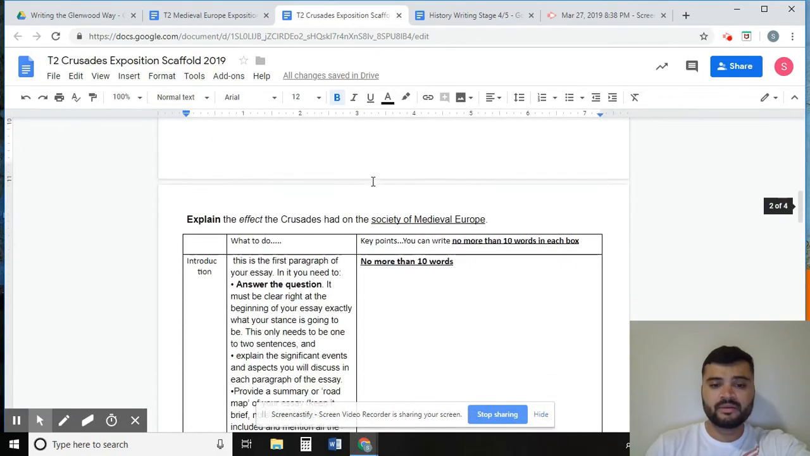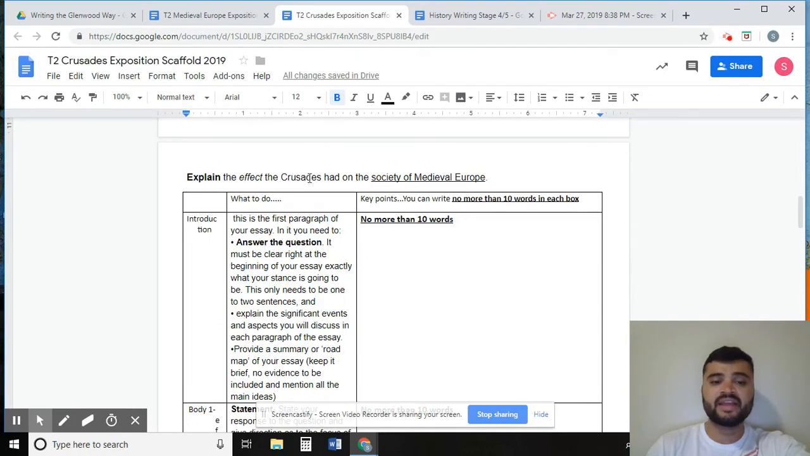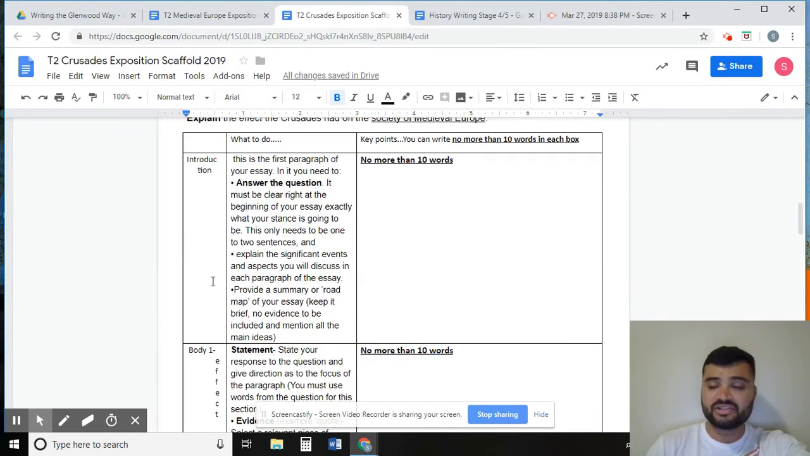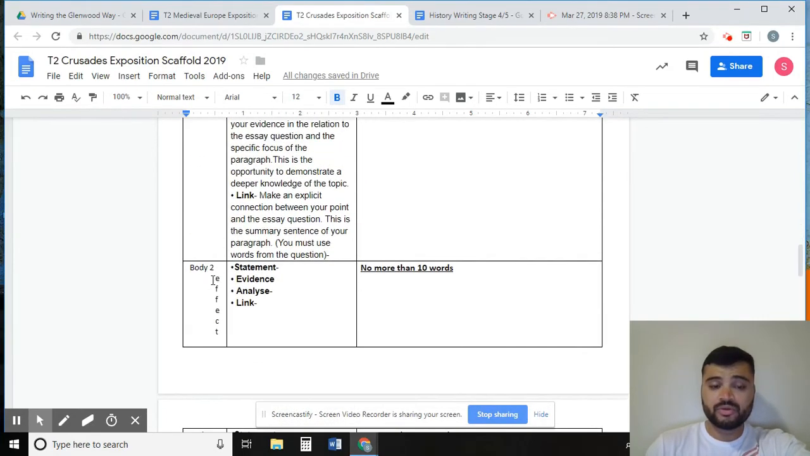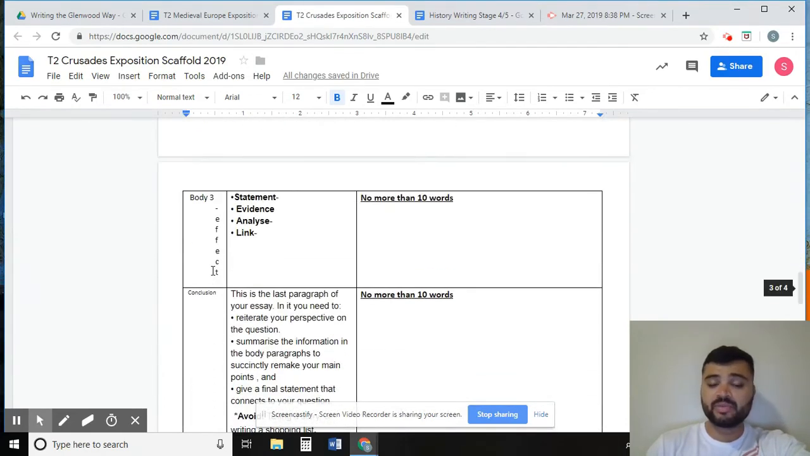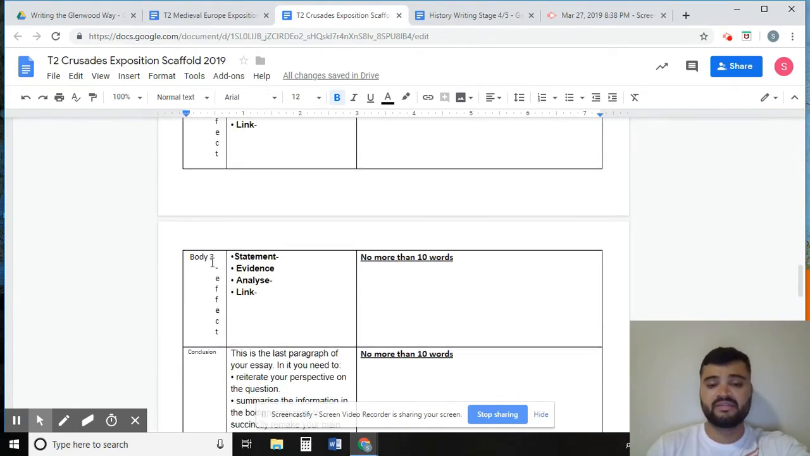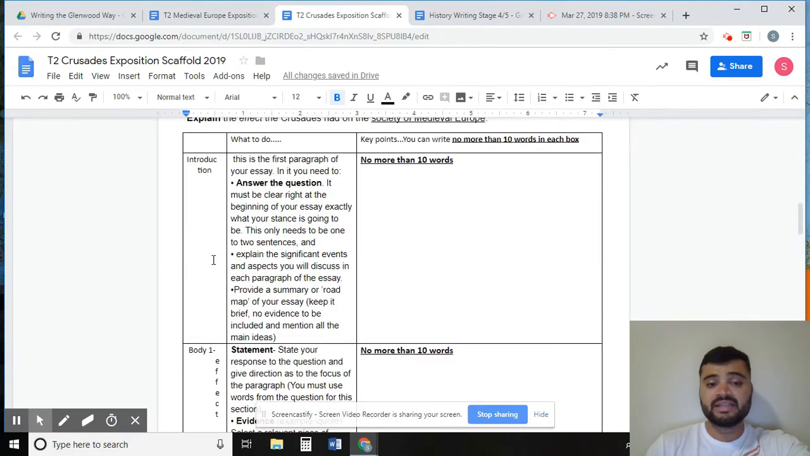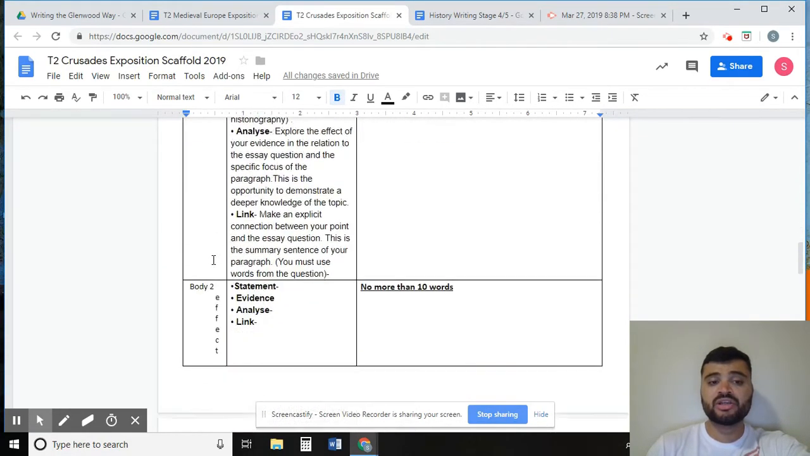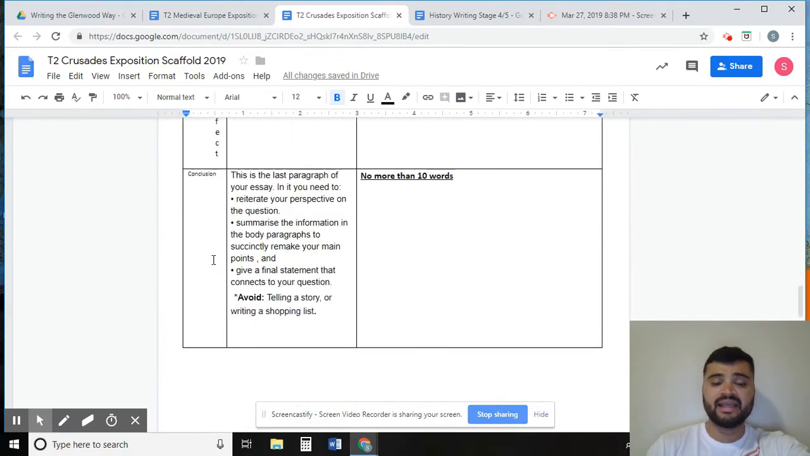In Part B, for our extended response, explain the effects the Crusades had on the society of medieval Europe. In this section, we are looking for an introduction, 1, 2, at least two body paragraphs. You can write an extra body paragraph if you feel you need it or feel you need to describe another effect of the Crusades. But at minimum, I need to see an introduction, 2 body paragraphs, and a conclusion.